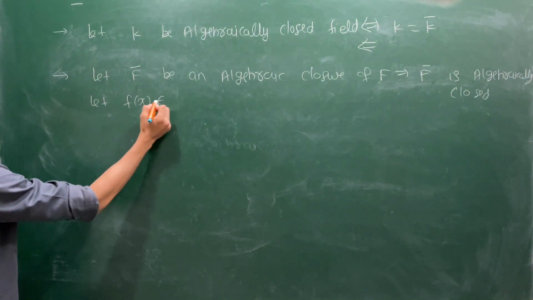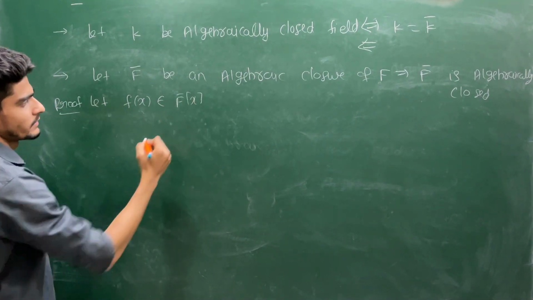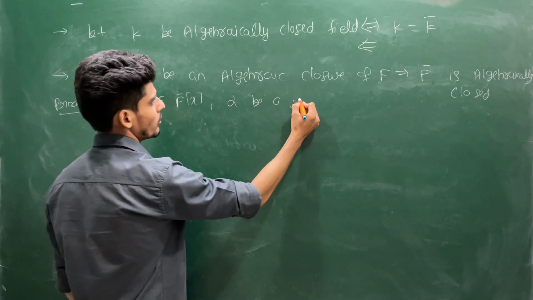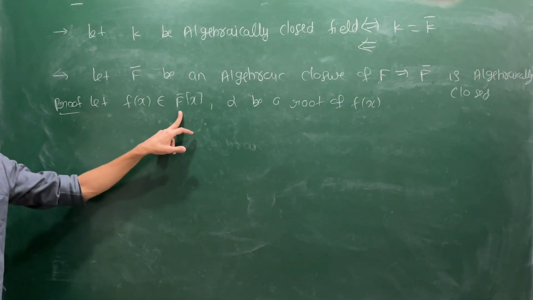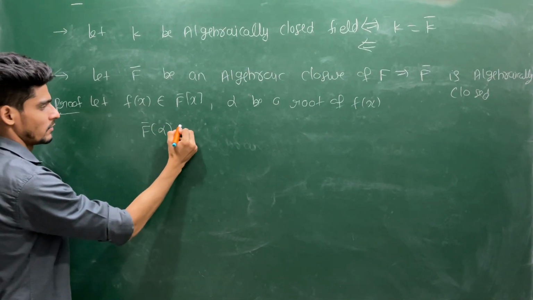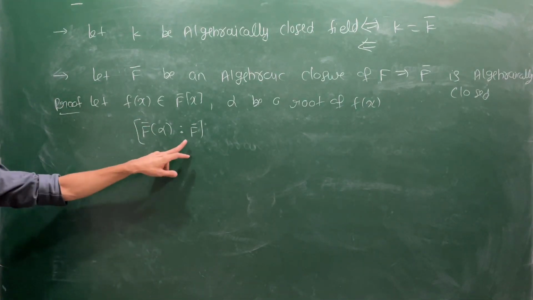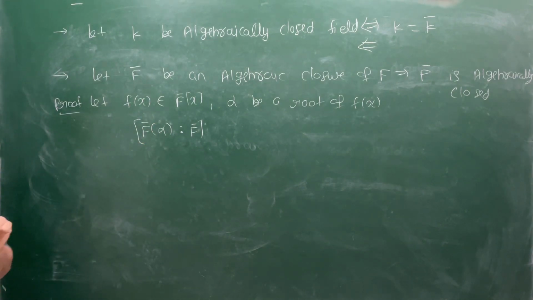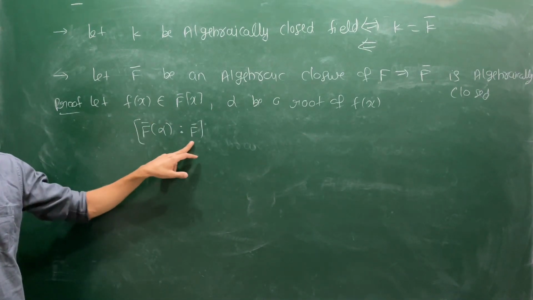Let f(x) be any arbitrary polynomial in F bar[x] and say alpha is a root of f(x). If I show that this alpha belongs to F bar, then I am done. What can you say about this extension, F bar(alpha) over F bar? Will it be an algebraic extension? See, this f(x) is a polynomial, so it must have some finite degree, and this polynomial is defined in F bar, and alpha is one of the roots. What is the degree of the extension of this?